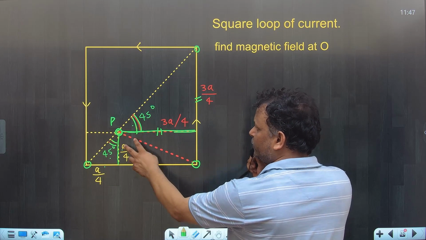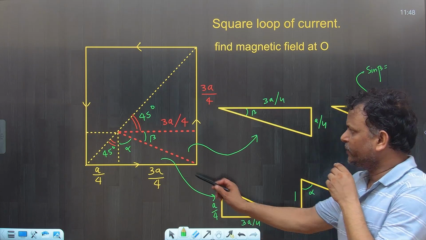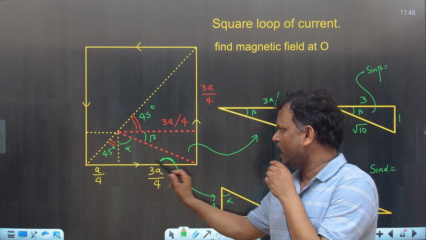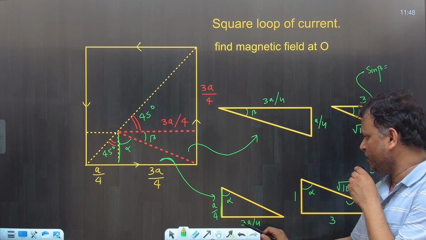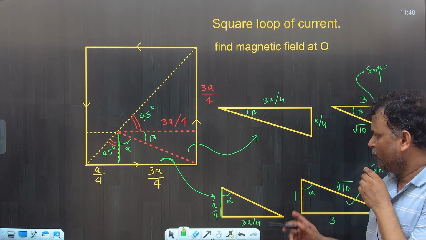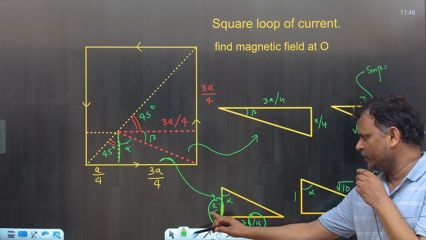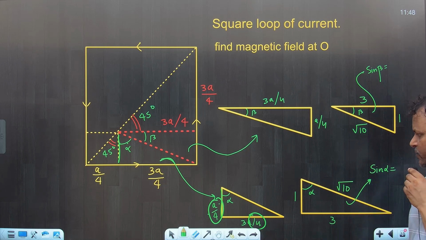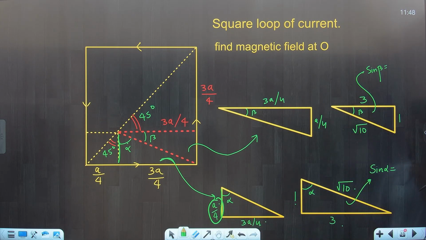Now we have to calculate these 2 angles, right? So what to do? This was A by 4, and this was 3A by 4. This angle was alpha. What was the ratio of base and perpendicular? The ratio of this to this is 1:3, so the hypotenuse will be root 10 by Pythagoras. So you can calculate sin alpha as opposite side by hypotenuse, that is 3 by root 10, right?